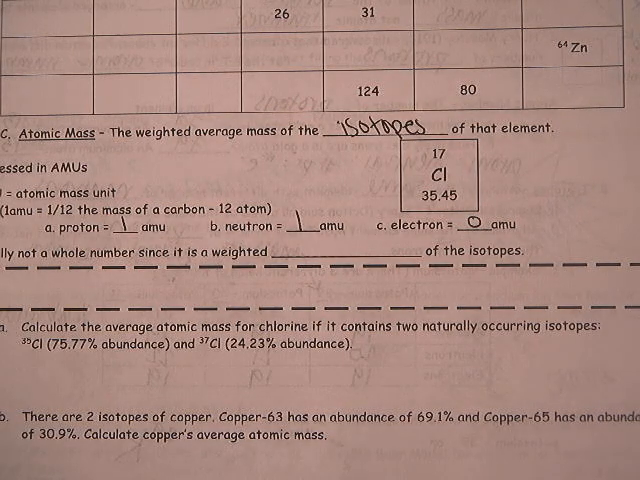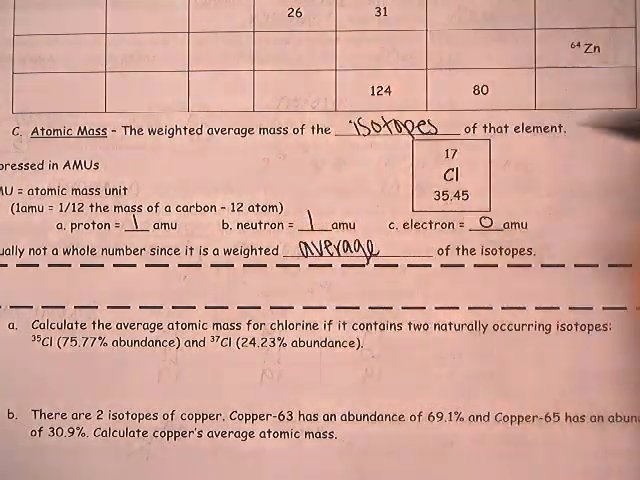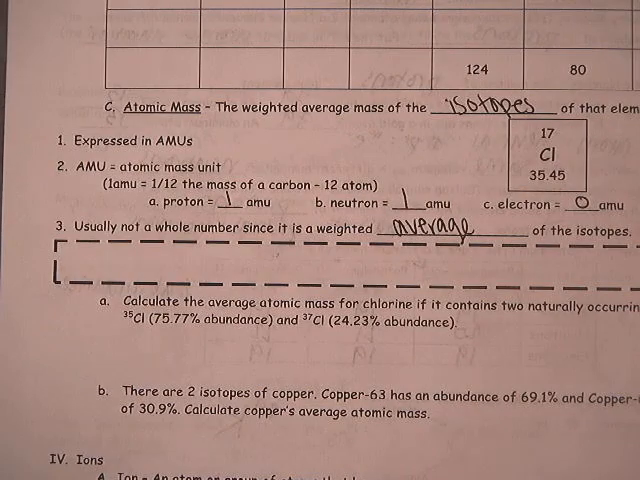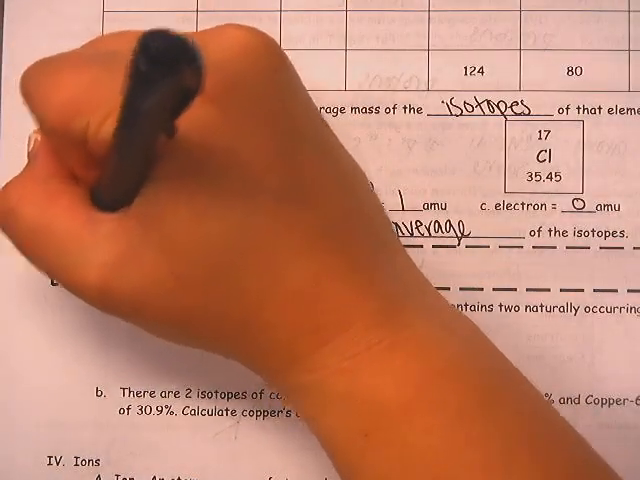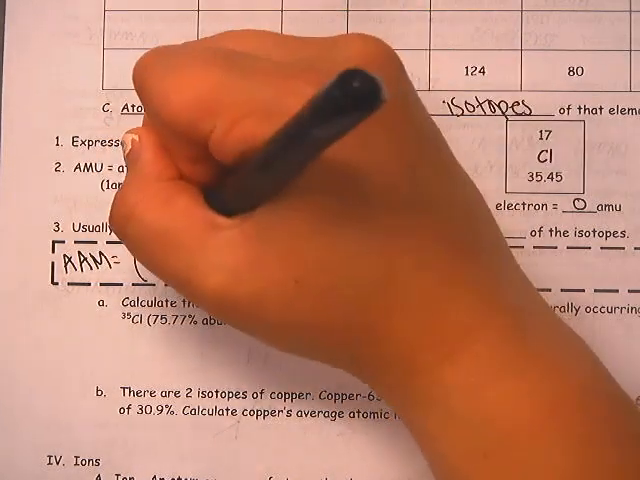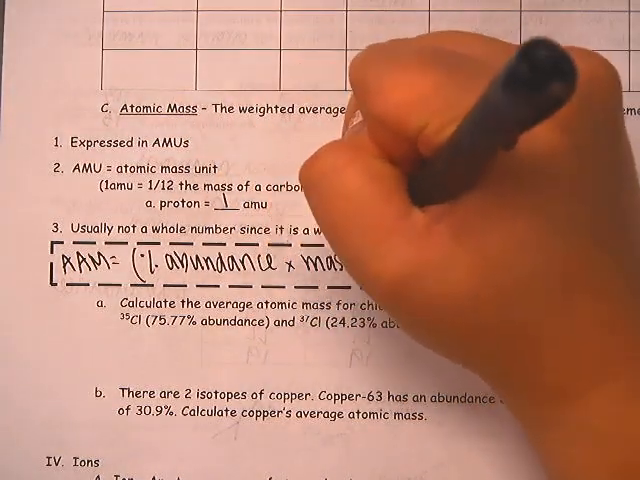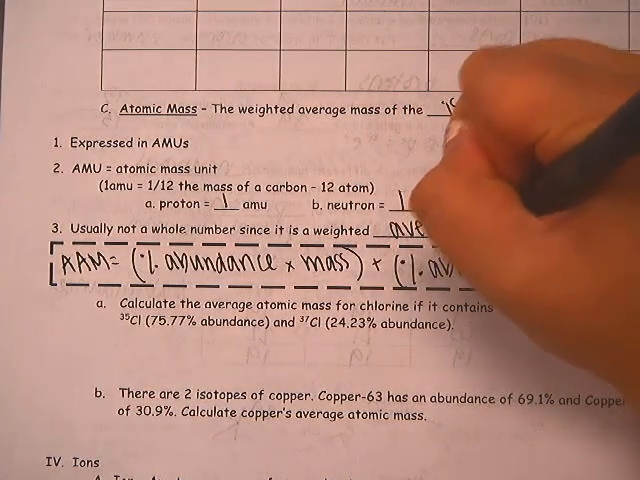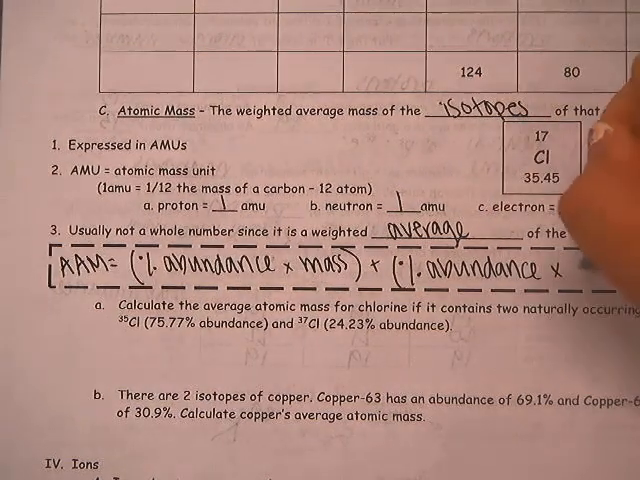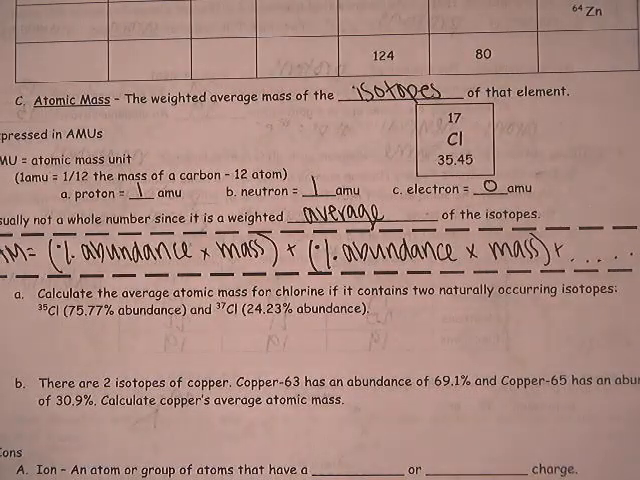Usually, your average atomic mass, or just your atomic mass, is not a whole number since it's a weighted average of the isotopes. And then the way that we will calculate it, I'm going to abbreviate it as average atomic mass. We will calculate this by taking the percent abundance times the mass of that specific isotope plus the percent abundance times the mass of that isotope plus however many there are. So for different elements, there are different numbers of isotopes. And this is where we will focus our attention on Monday for our Beanium lab.